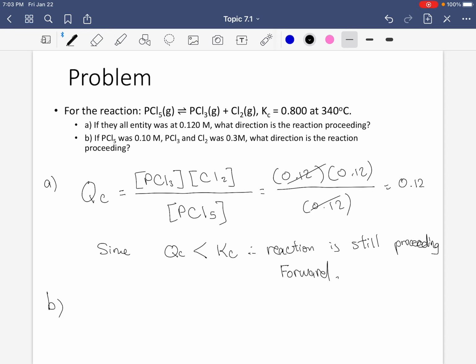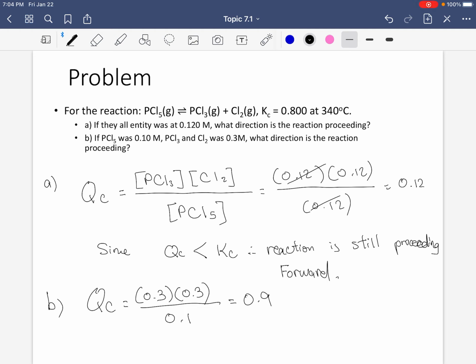Part B. Look at this scenario. Usually when you have a part B of a question like this, it's going to be the other way around, but let's see if that's the case. If PCl5 was 0.1, and PCl3 and Cl2 were 0.3, what direction is the reaction proceeding? Let's do this. QC is equal to 0.3 times 0.3 divided by 0.1. That's equal to 0.9.